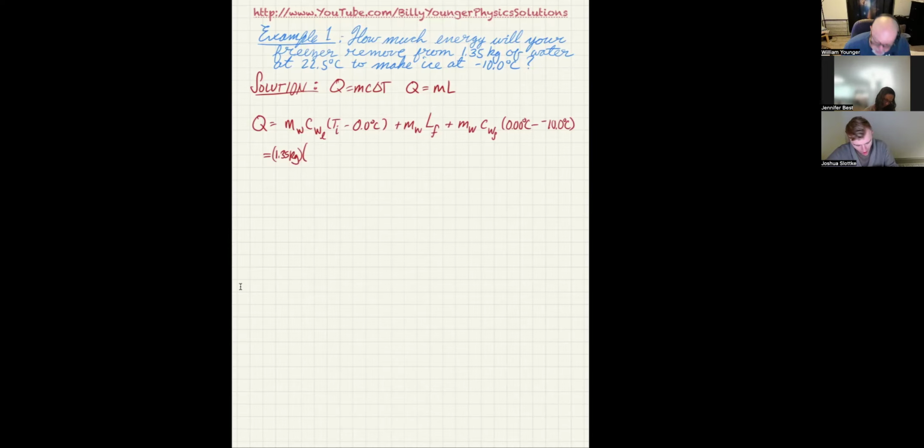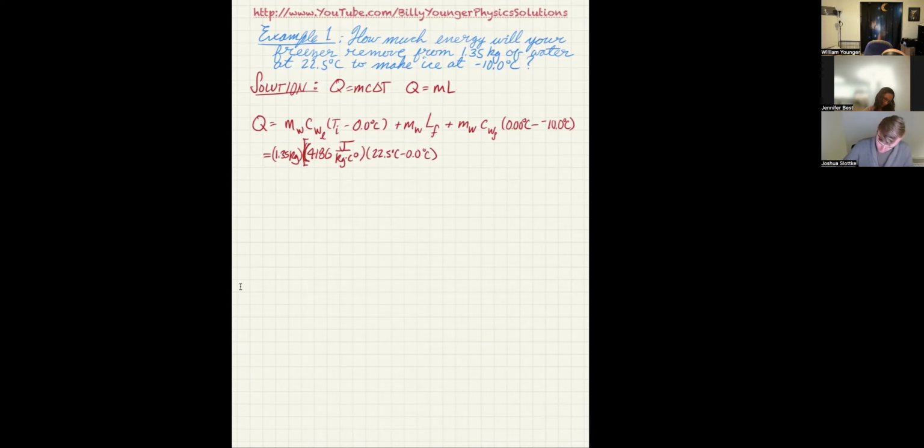So instead of using 1.00 calories per gram Celsius degree, I'm going to use 4,186 joules per kilogram Celsius degree. That's the specific heat of water. In this case, I'm going to put a square bracket around there so that we remember that mass is going to be multiplied by each of these terms. So I've got 4,186 for the C of water. Now I've also got this factor of 22.5 degrees Celsius minus 0.0 degrees Celsius.